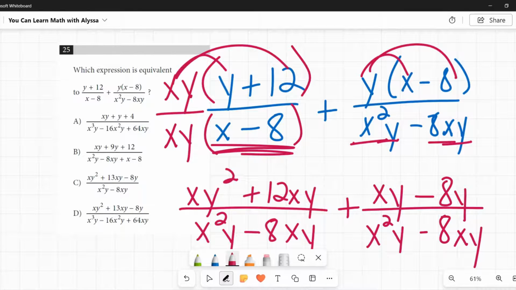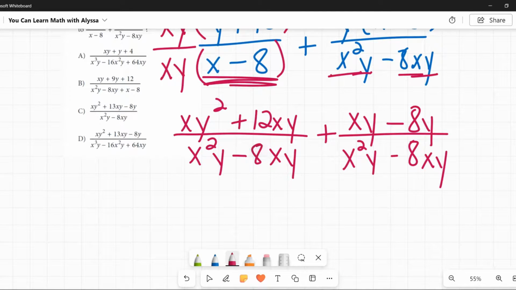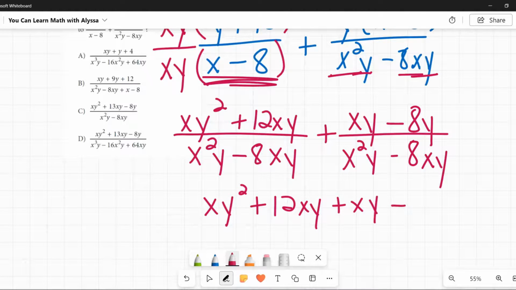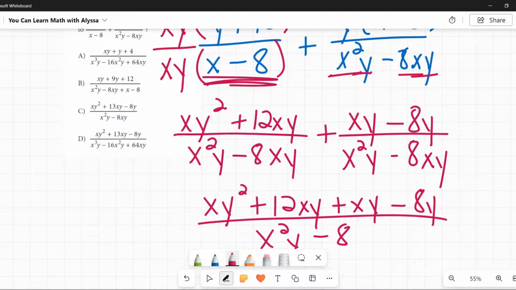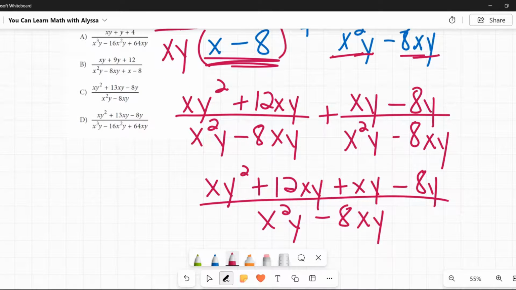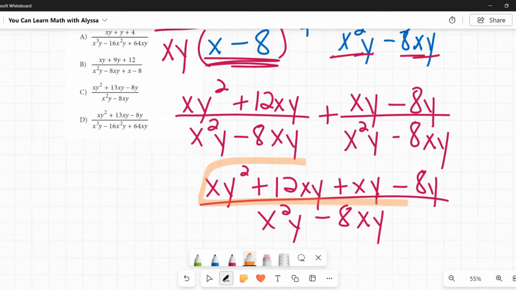Now I can combine because they have the same denominator. So I'm going to have xy squared plus 12xy plus xy minus 8y, all over x squared y minus 8xy. There we go. Okay, now I'm looking up here. Can I simplify any further? Are there any that have identical variables?